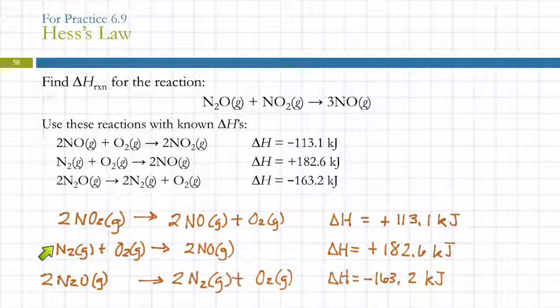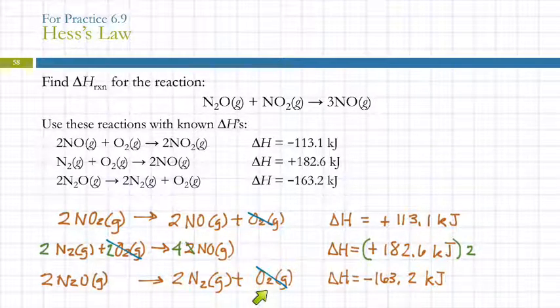What I can do is I can multiply all the coefficients in this equation. So I'm gonna multiply those. I'm gonna take two of these and two of those and make this 4. And when I do that, I have to multiply delta H by 2 also, because if I'm using twice as much stuff, the energy change is going to be twice as big. Well, let's see now. So I've got 2 moles of oxygen over there and 2 moles of oxygen over there. They cancel out. The 2 moles of oxygen that were formed got used up in this reaction.